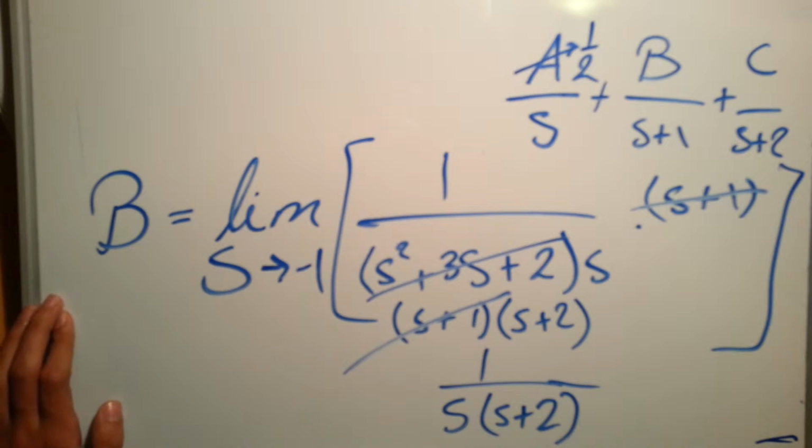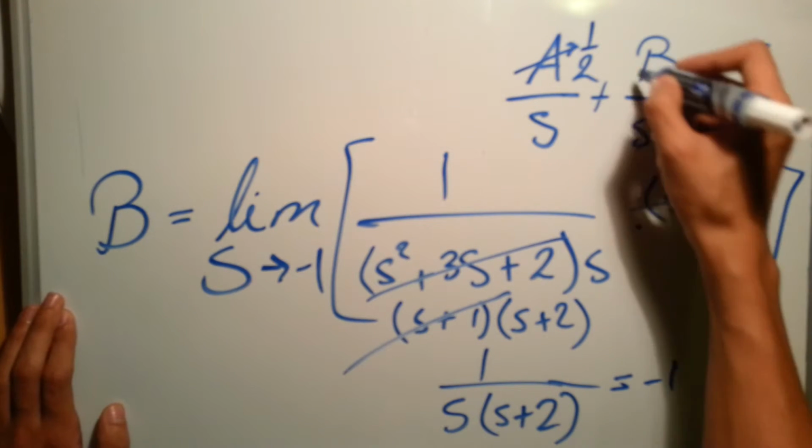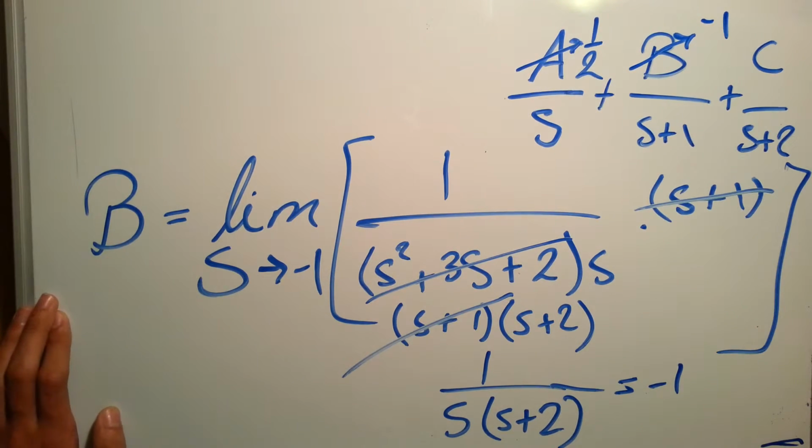When s goes to minus 1, it'll be 2 minus 1 is 1, times minus 1 is minus 1. 1 over minus 1 is basically minus 1. So we now know that B goes to minus 1.